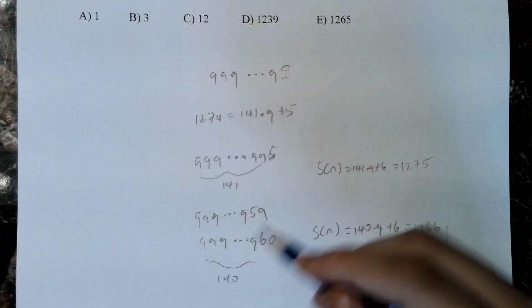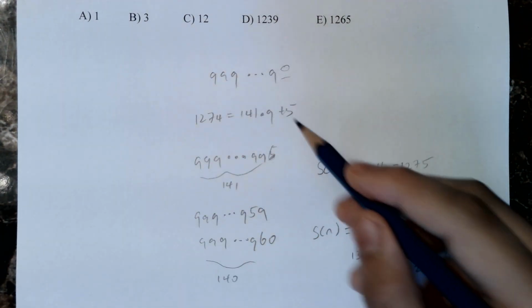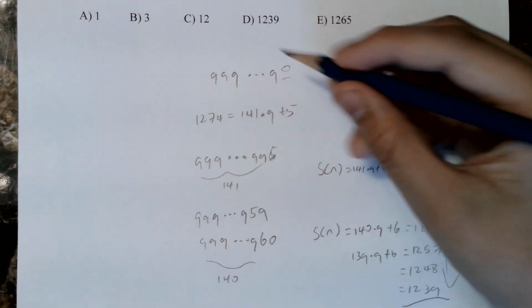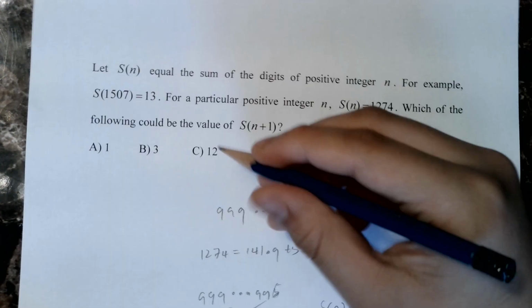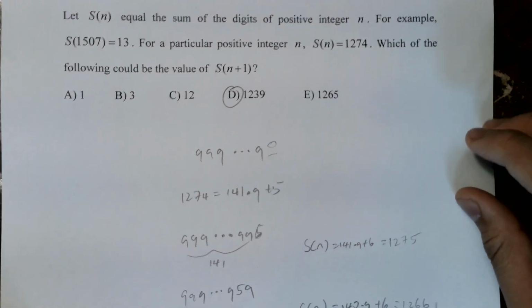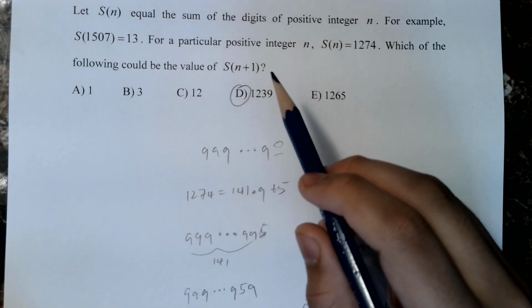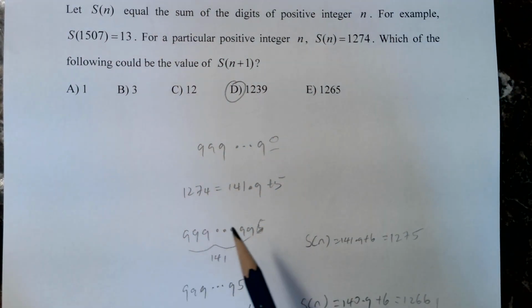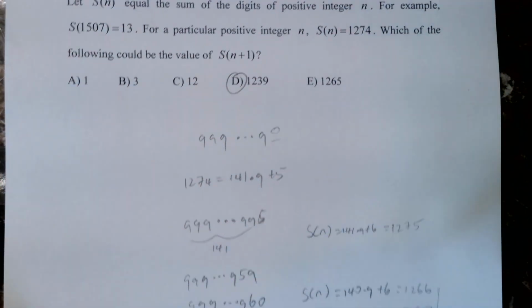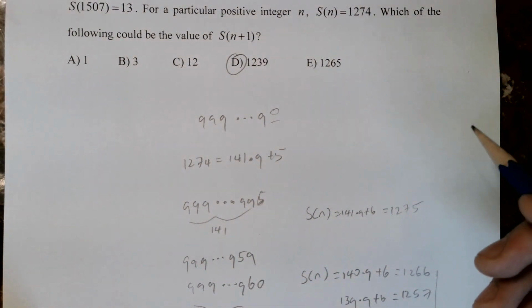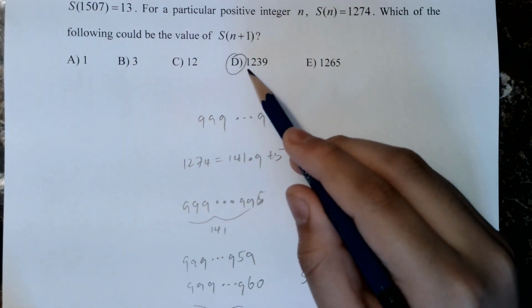Eventually you'll see that 1239 is one of the possibilities given all the 9s and a 5, and luckily 1239 is actually one of our answers to the problem, D. So if n were to be a string of 9s, a 5, and then another string of 9s, and we add 1 to it, with the correct combination of 9s, Sn plus 1 is equal to 1239.